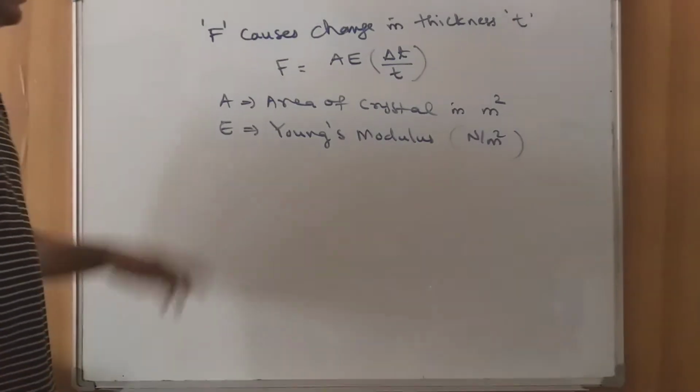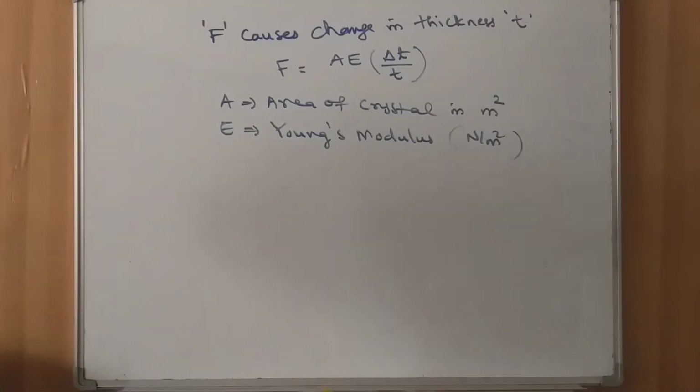So, this force F causes changes in the thickness of the material. In this particular example it is thickness, but in other cases it can be length or width, depending on the direction in which the force is applied. But in this particular case, we are assuming that the thickness is changing.